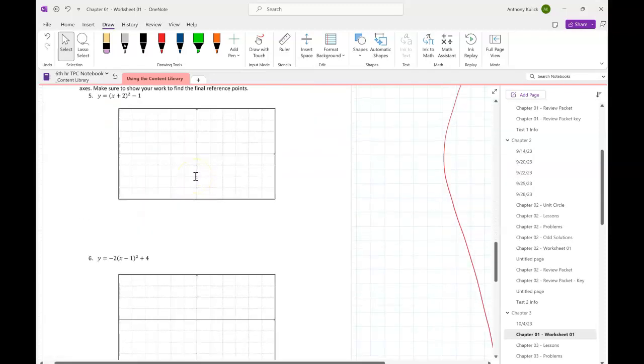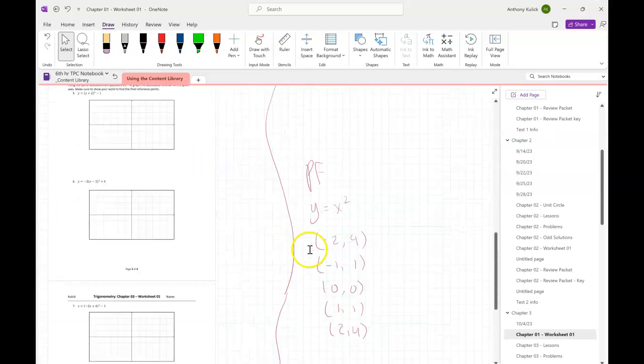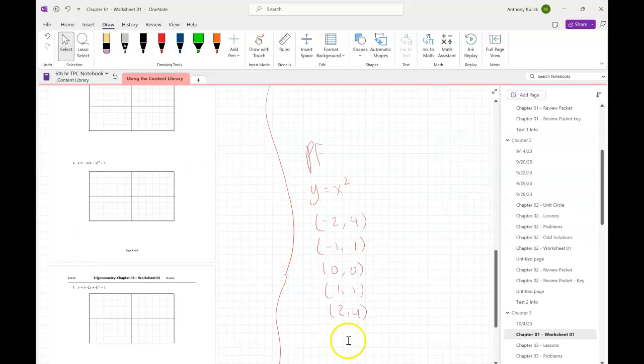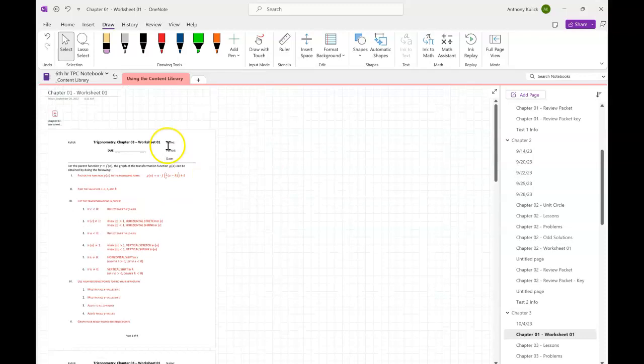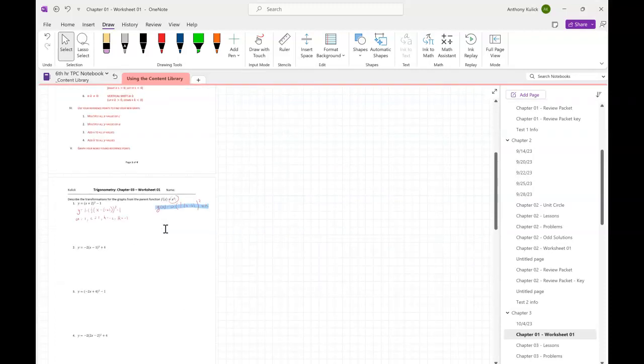And then the next 2 pages are graphing ones. So for these graphing ones, the points from your parent function you're going to use are these 5 I've written on the side: -2, 4, -1, 1, 0, 0, 1, 1, and 2, 4. So again, you'll do these just like that last example. Yes, sir? So the very first page is just me recapping some notes. Nothing for you to do on that page. So it's, what is there, 8 problems or something? Not too bad. Everybody feel all right?